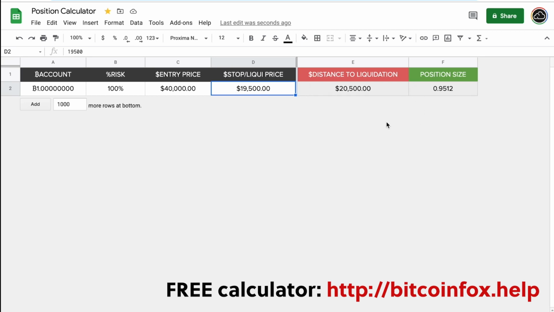So now I can play around and take a look at some math here. What I can do is go over here and look at position size. Based on this math so far, I should take a leverage position of 0.9512, and then I will not get liquidated on this account so long as we don't go below 19,500. Now, I don't have to put all that in at once. What I can actually do is take my 1 Bitcoin and say, all right, the max position that I can have on this entire account is 0.95.